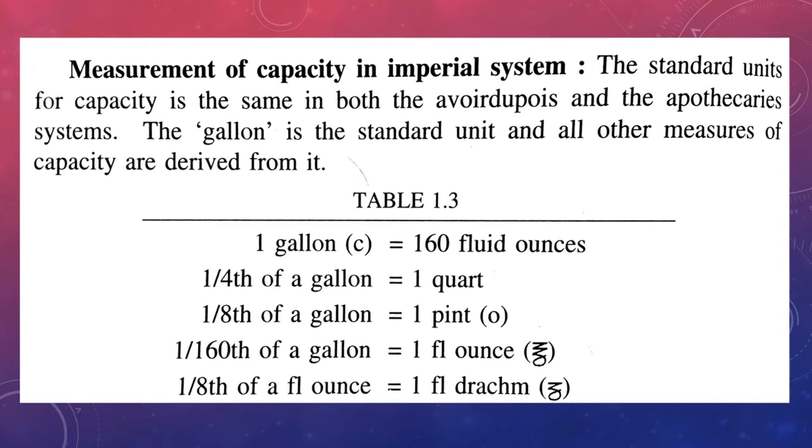The standard units for capacity are the same in both avoirdupois and apothecary system. The gallon is the standard unit and all other measures of capacity are derived from it. 1 gallon is equal to 160 fluid ounces. 1/4 gallon is equal to 1 quart. 1/8 gallon is equal to 1 pint.